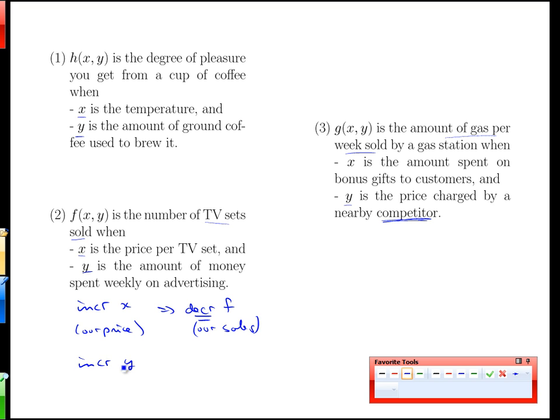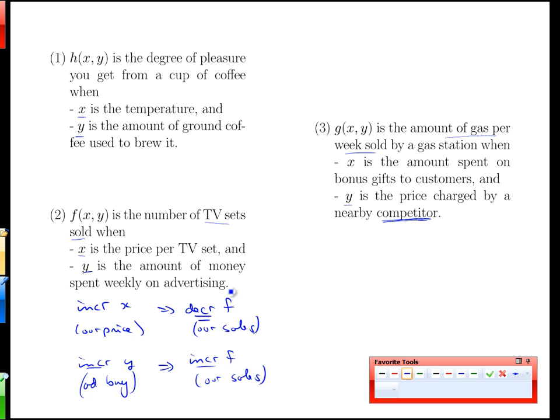Contrast that with an increase in Y, which is ad spending. We certainly expect, hope, pray, let's go for expect, that if we spend more on advertising, we should sell more. Again, that's our sales that go up. If we increase our spending on advertising, we should increase our sales. So that's an important summary, really, of this relationship.